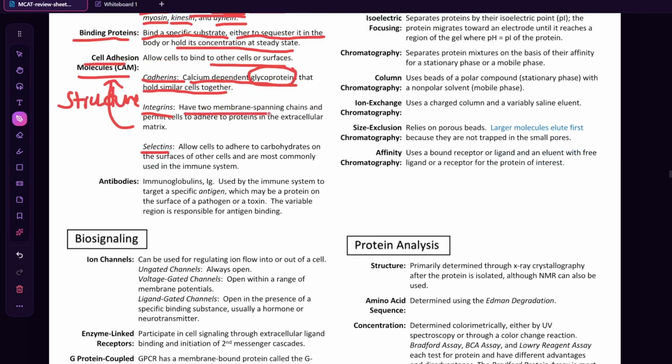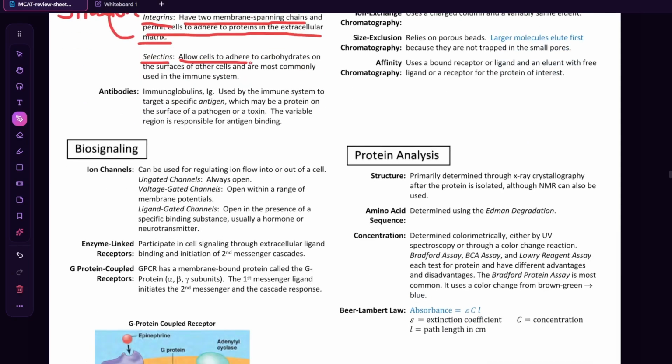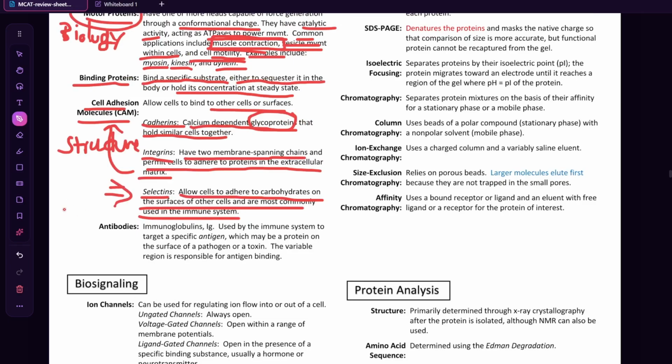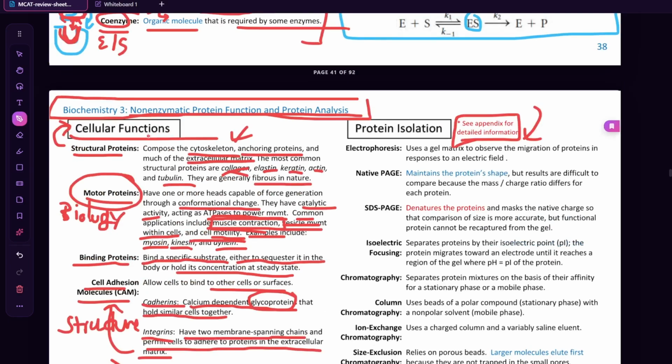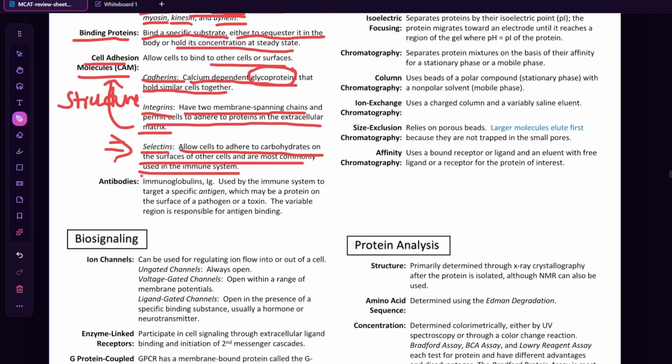Integrins have two membrane spanning chains and permit cells to adhere to proteins in the extracellular matrix. Selectins allow cells to adhere to carbohydrates on the surface of other cells and are most commonly used in the immune system. So going over biology of the immune system and all of biology would really help for understanding, connecting it back to cellular functions. Antibodies, that's connected to our biology unit on the immune system.